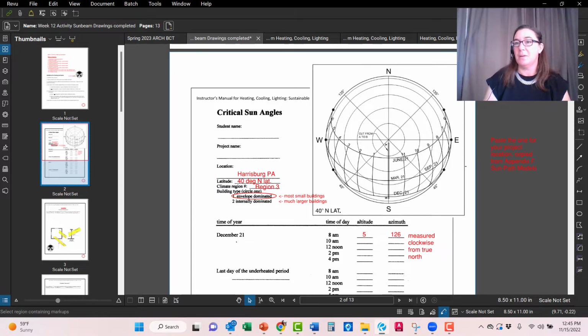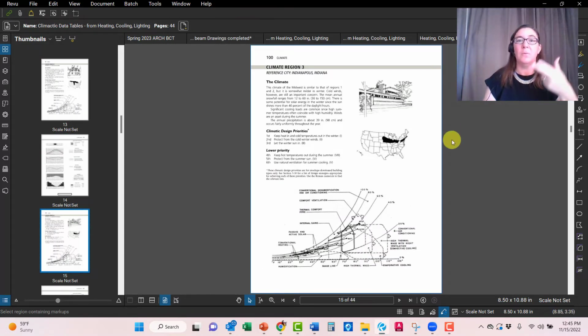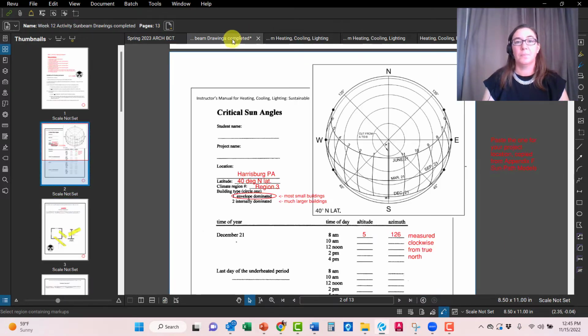All right, remember over here, we analyzed that a couple of weeks ago. In this section over here, I have pasted our sunbeam diagram, all right? And you can get that from the Appendix F, the SunPath models that I gave you earlier, or there are many of these located online as well.